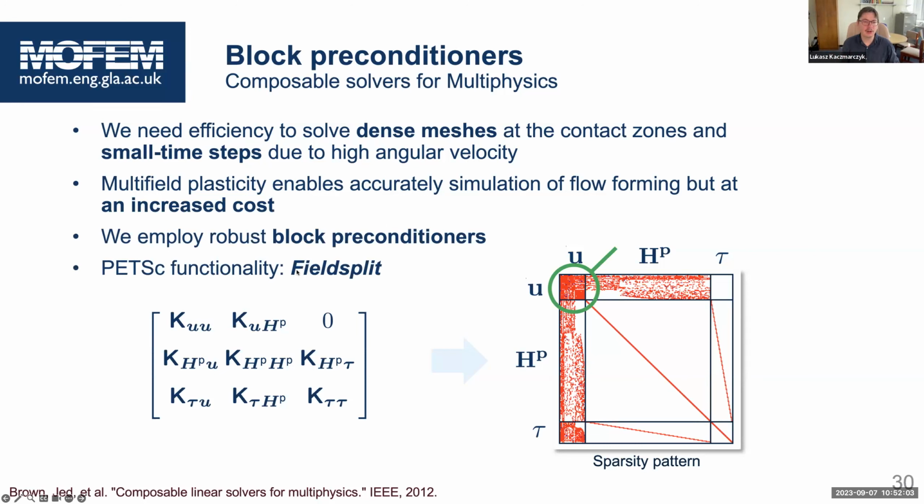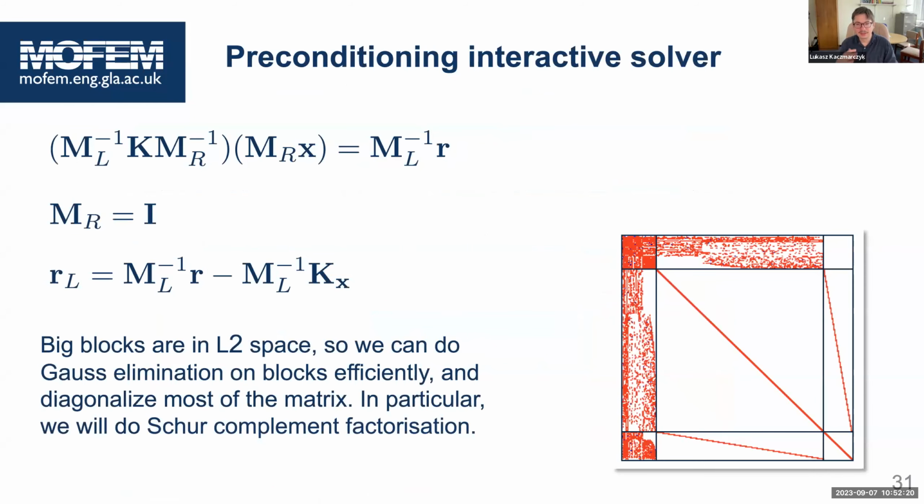So we can employ robust preconditioners, but we didn't develop those robust preconditioners. We built on top of the field split preconditioner, which was developed in PETSc by Jed Brown. PETSc is a great tool. It's fundamental to everything we are doing. Okay, so how do you tackle those problems?